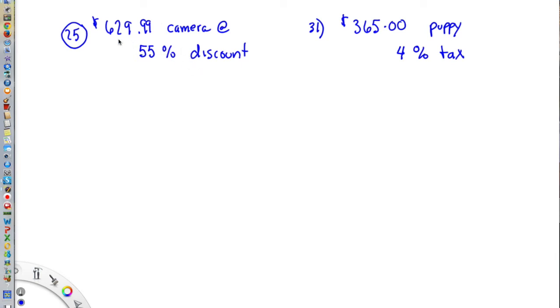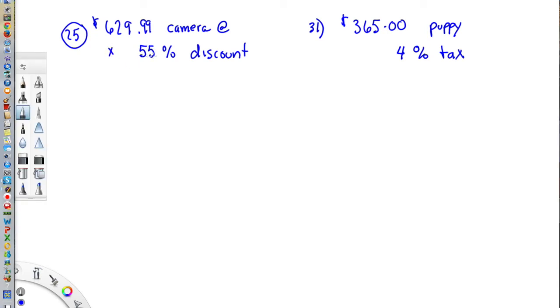So for number 25, if you look, it says the original price of a camera is $629.99, and there's a 55% discount. So what does that mean? Well, first of all, we know that we're going to be taking 55% of this price away. Now, when you hear the word "of," or even when the word "of" is implied, mathematically we know we're multiplying.